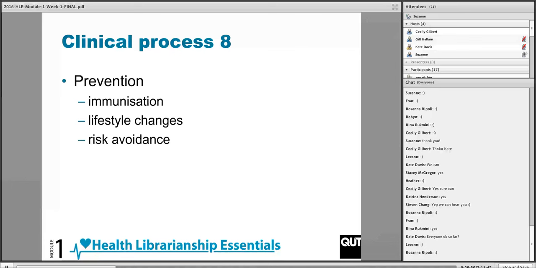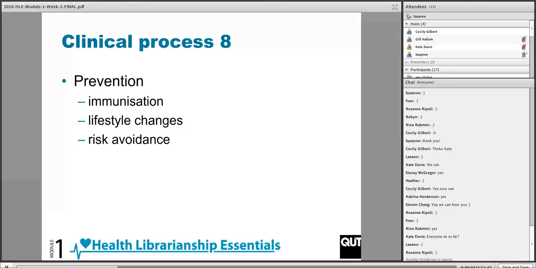Okay. Of course, prevention is better than cure. It's much better for the patient not to experience the disease in the first place. So health professionals regard prevention advice and strategies as part of the clinical process just as much as diagnosis and treatment. Immunisation is the best way to avoid catching many infectious diseases such as measles, and Australia has a strong immunisation program.